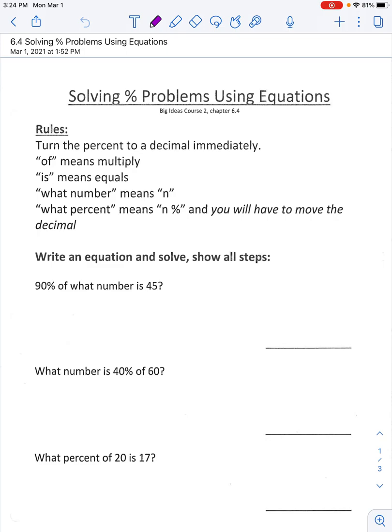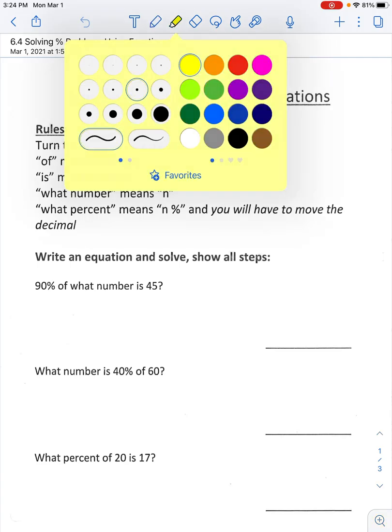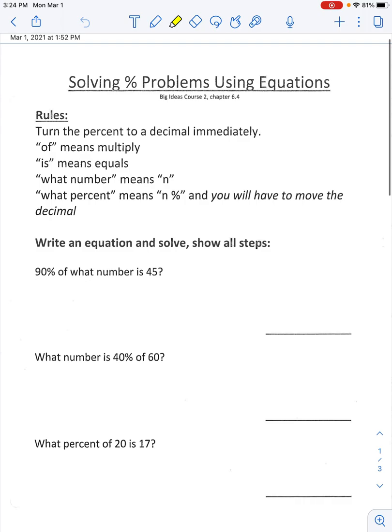The day of your test, you will have to read the directions. Some of them will say solve using proportions. On the next section, it'll say solve using equations. You have to know how to do both, okay? They're both standards. Okay, some things to remember.